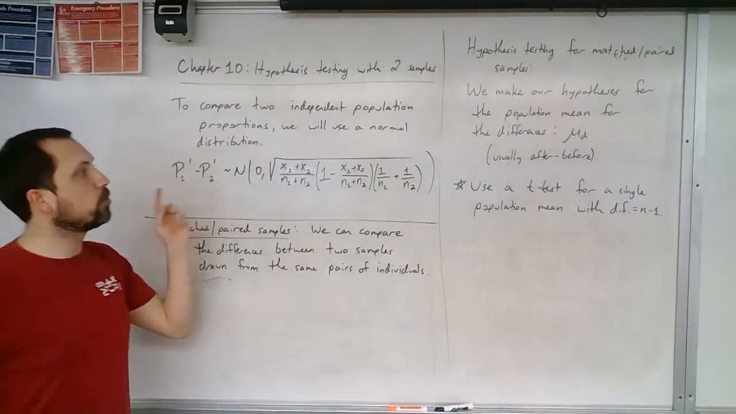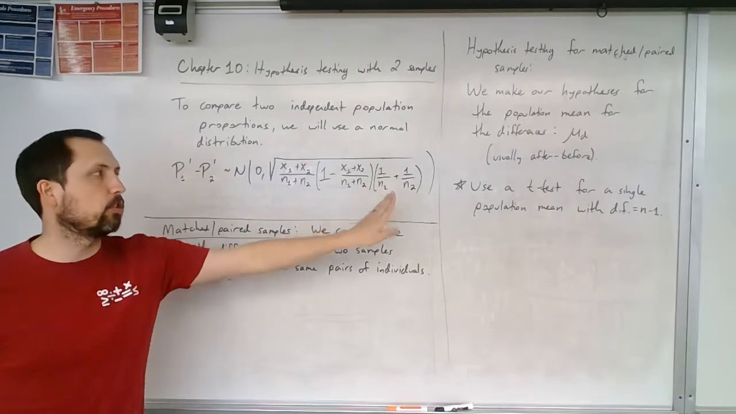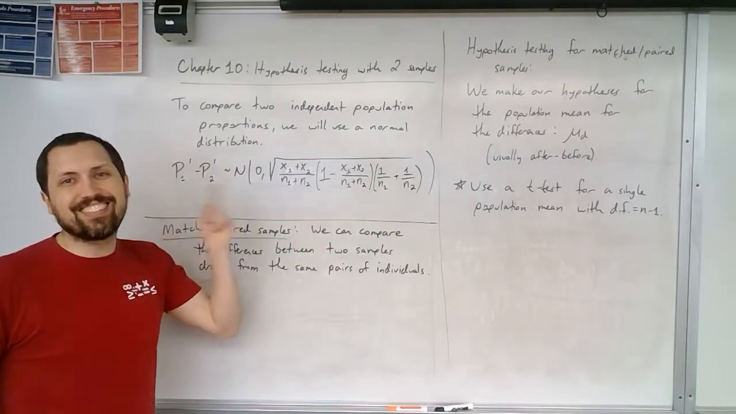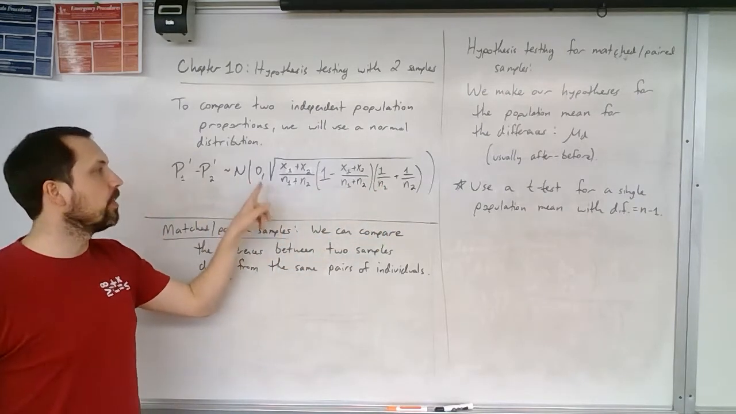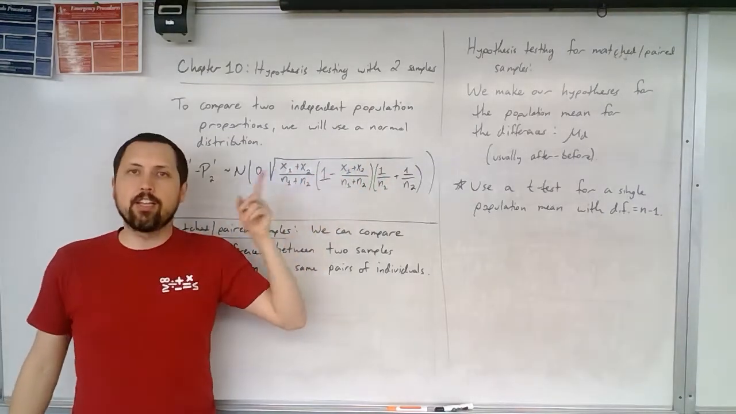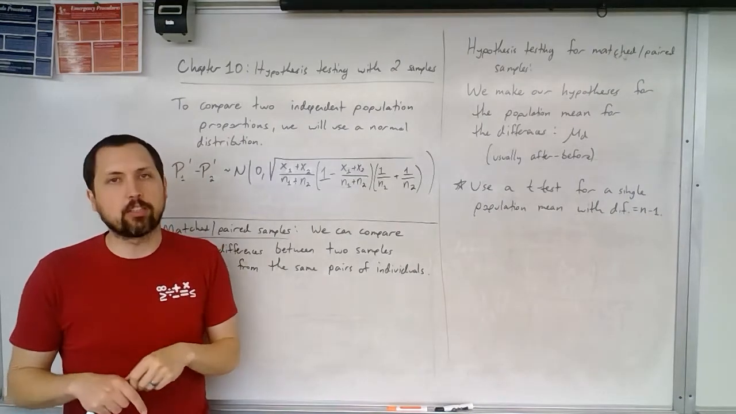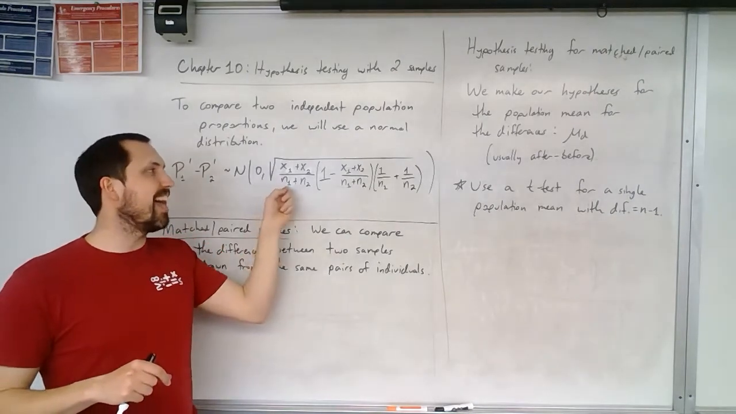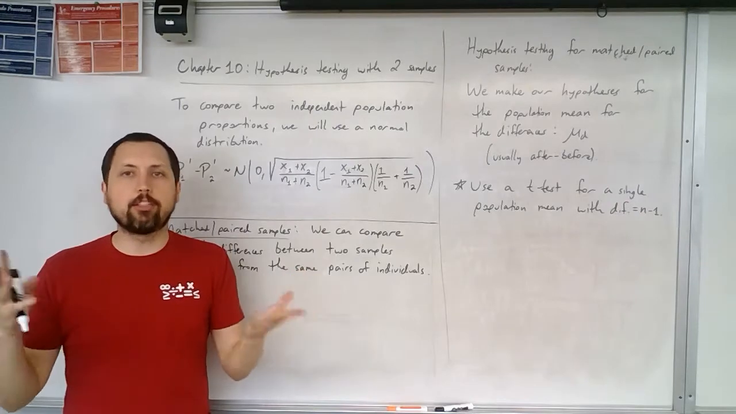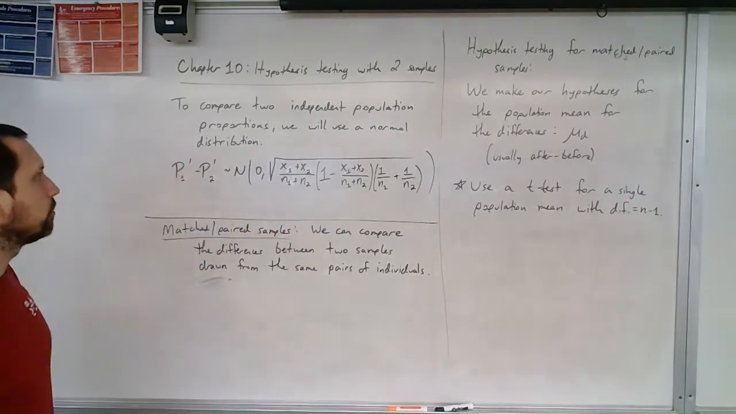But remember, with proportions we can form normal distributions, and this is our normal distribution. Our mean is 0, and our standard deviation is this expression, where our x's are the numbers that have some type of characteristic from each group, and these n's are the total number within each of those groups. So we have this as our normal distribution.